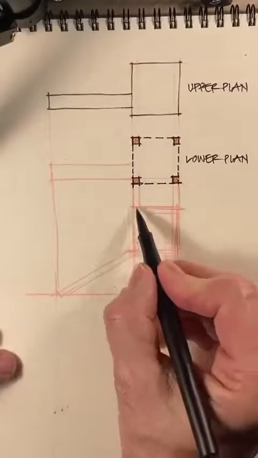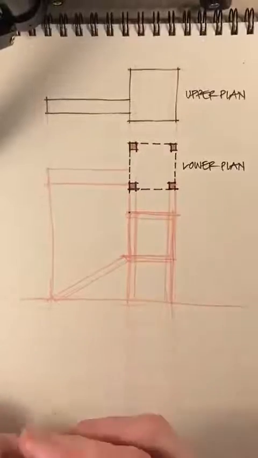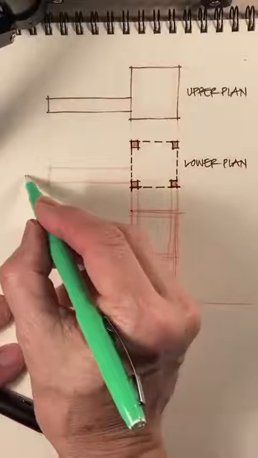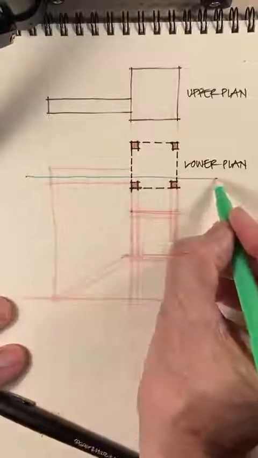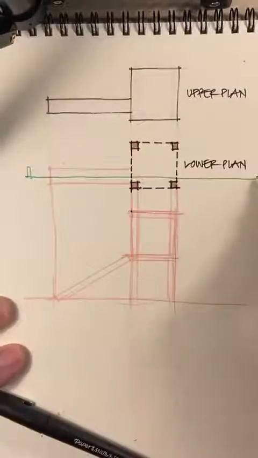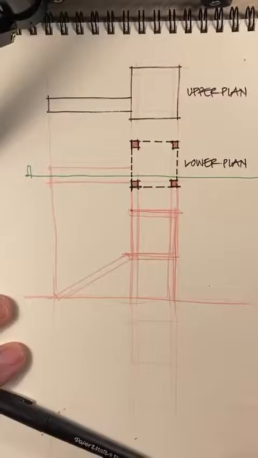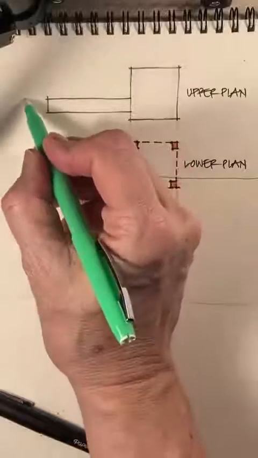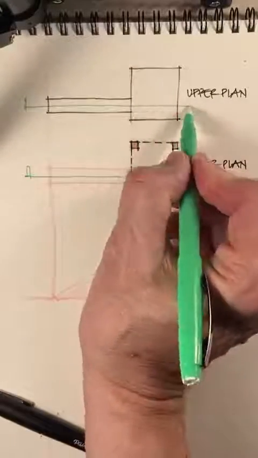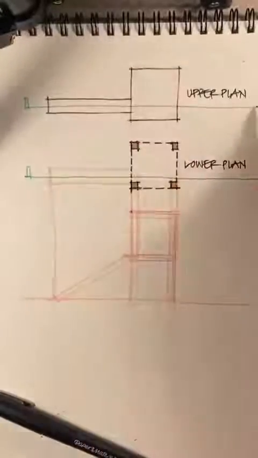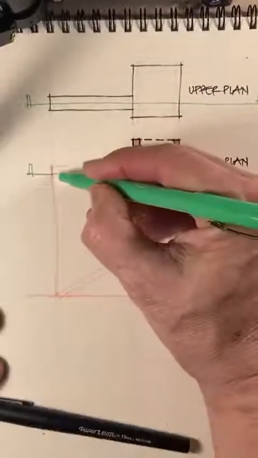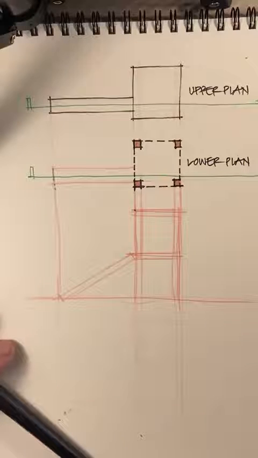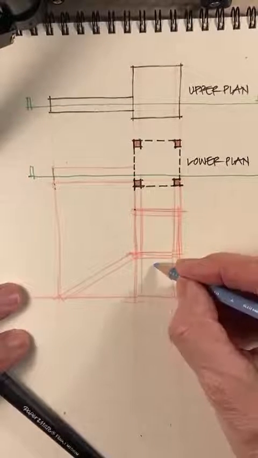Now what I'm going to do is cut through the plan. So what I'm going to do actually is cut through the ramp. So this green line that I'm drawing is the cut line. Don't know how green it looks, it's dark in here. This is going to be the cut line for the section.